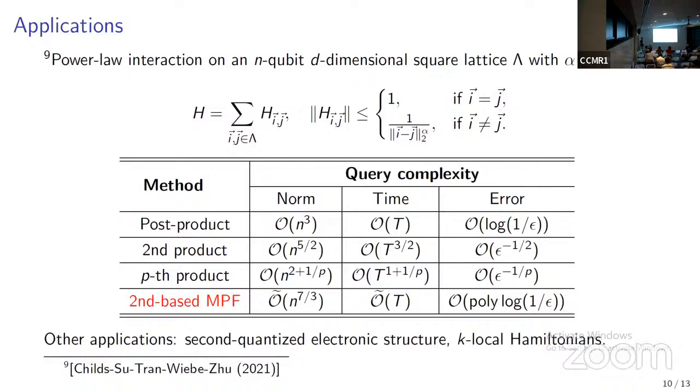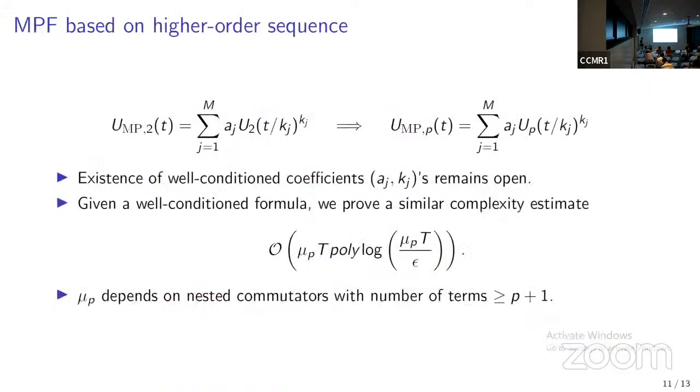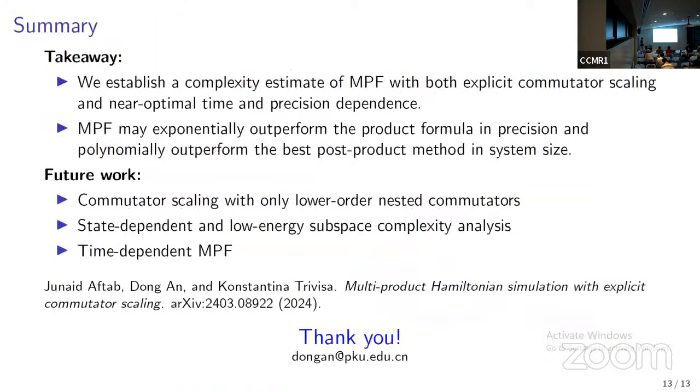So we can further improve that by changing the base sequence in the multi-product formula. Maybe I'll just skip that part and I can discuss that offline. Here I show you one example, but there are also some other applications on electronic structure, K-local Hamiltonians. Basically, as long as the product formula can be advantaged, the multi-product formula will provide a further improvement in terms of time and error. I'm going to skip this part, and here comes the summary.